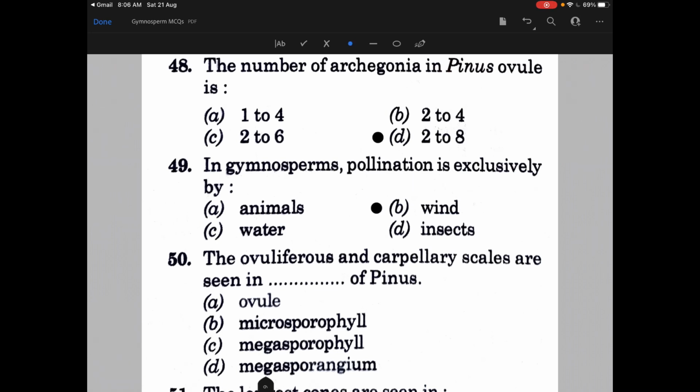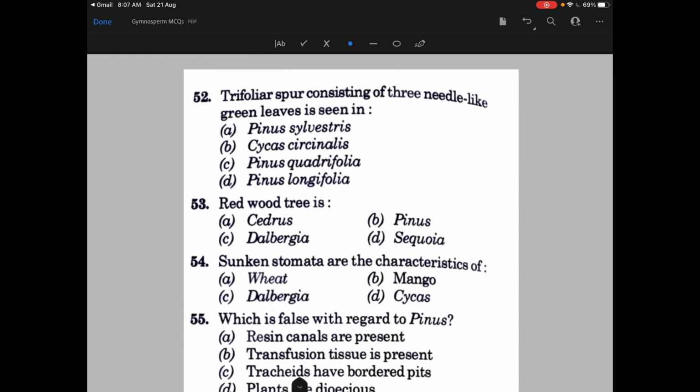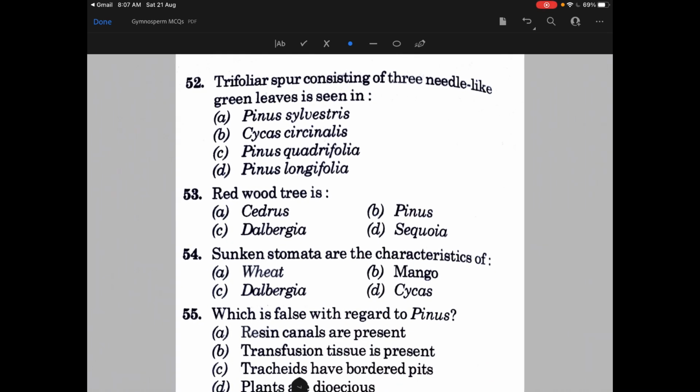Next, the ovuliferous and carpellary scales are seen in dash of Pinus, the answer is C, that is megasporophyll. The longest cones are seen in dash, the answer is A, that is Cycas revoluta. Next, trifoliar spore consisting of 3 needle-like green leaves is seen in dash, and the answer to this is D, that is Pinus longifolia. Next, redwood tree is dash, the answer is C, that is Dalbergia.